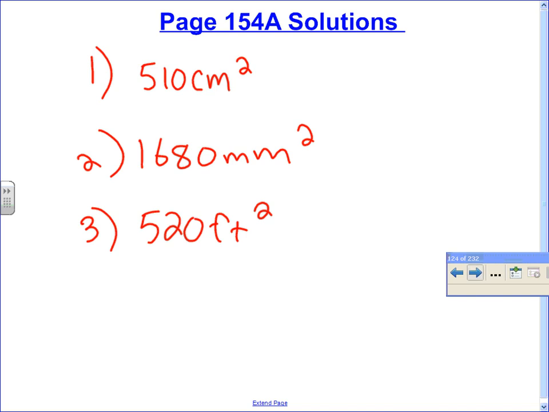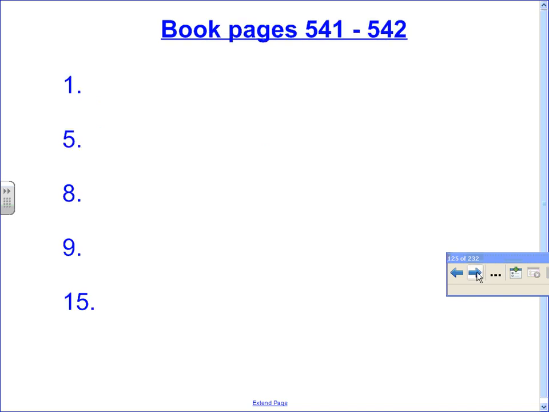Let's go to the book problems, which were pages 541 and 542. I only had you do some of these, of course. So Emma H., what did you put for number 1? Good. Surface area equals 2B plus pH. Number 5, Charles.